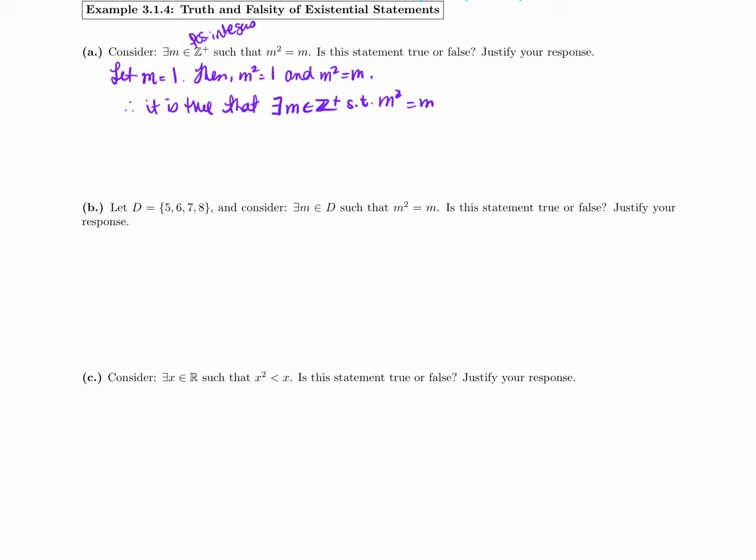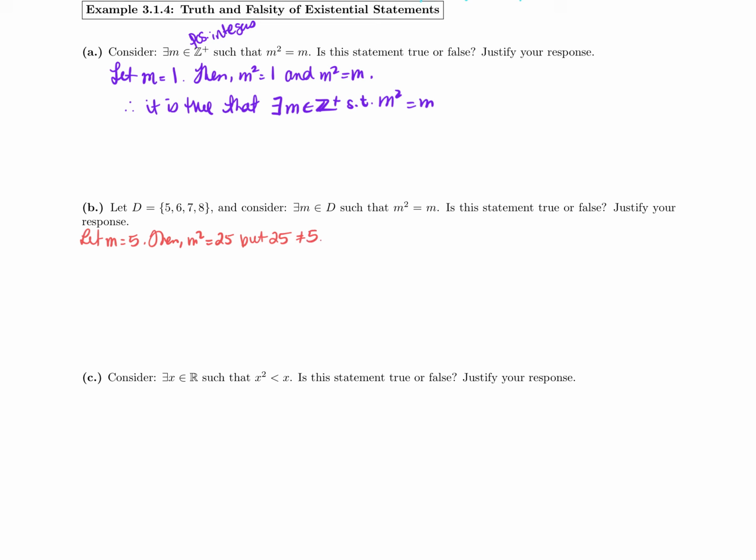Let D, the domain, be the numbers 5, 6, 7, 8, and then consider the statement: there exists some M in the set D, or domain D, 5, 6, 7, 8, such that M squared is equal to M. Is our statement true or false? Well, let's try it. So let M equal 5. Then M squared equals 25. But 25 doesn't equal 5.